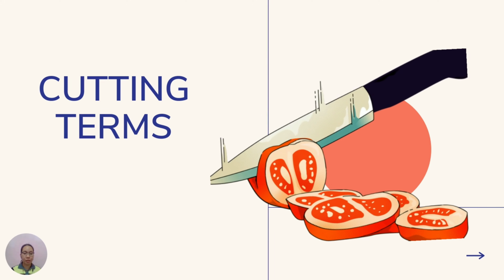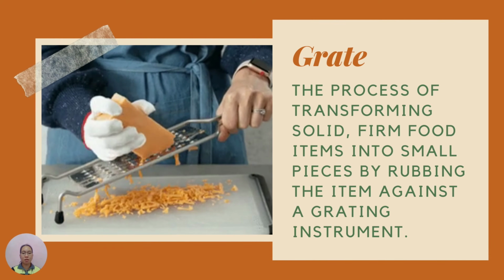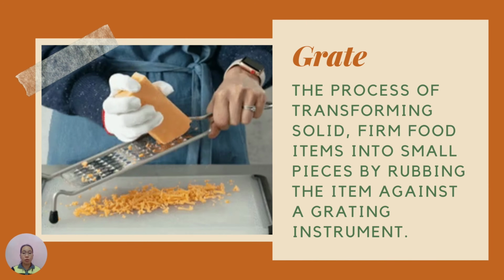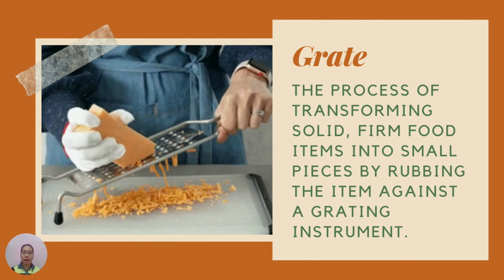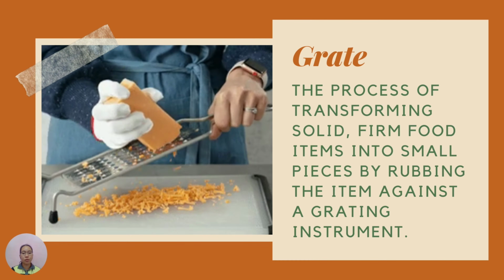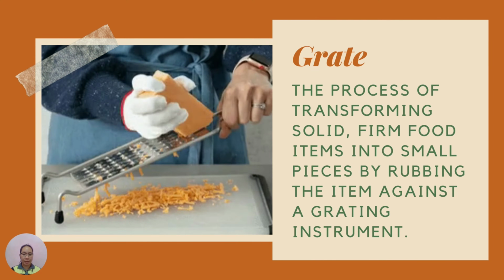Next, we have the different cutting terms. The first one, we have grate. This is the process of transforming solid or firm food into small pieces by rubbing the item against a grating instrument. So we can use a grater box to grate the food items.